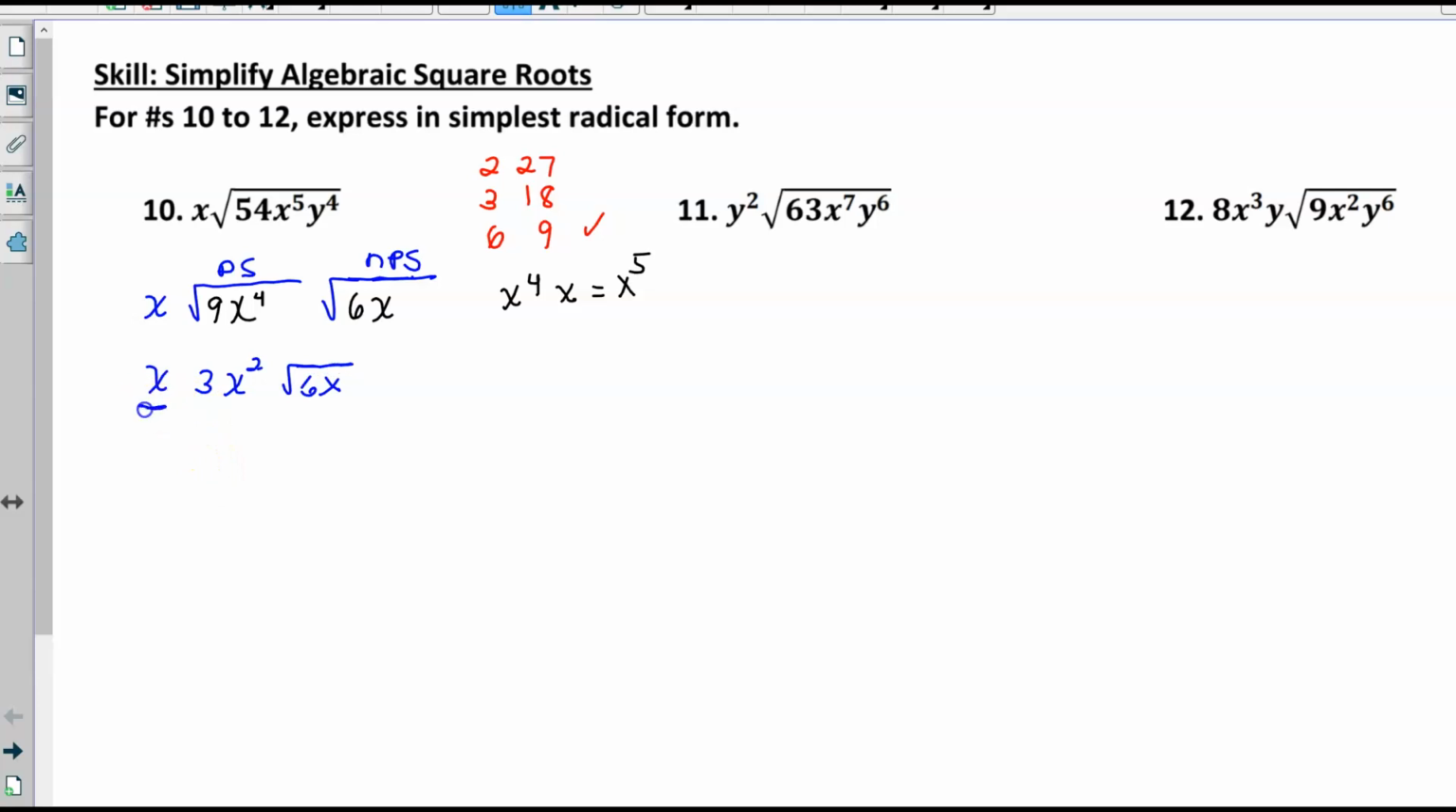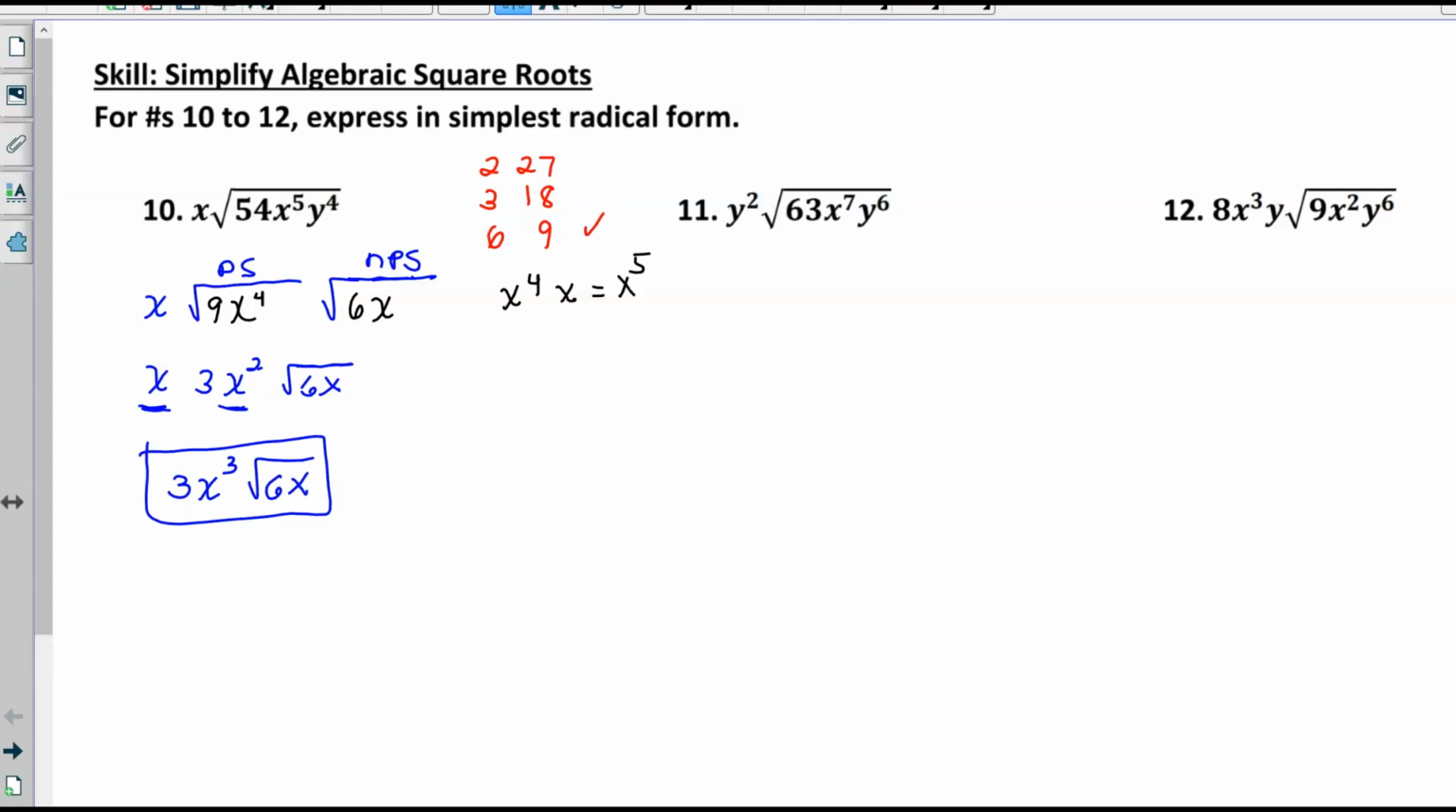I can now multiply the x times the x squared. If I keep the base and add the exponents, x times x squared is 3x cubed, and then the radical, square root of 6x, cannot be factored further.